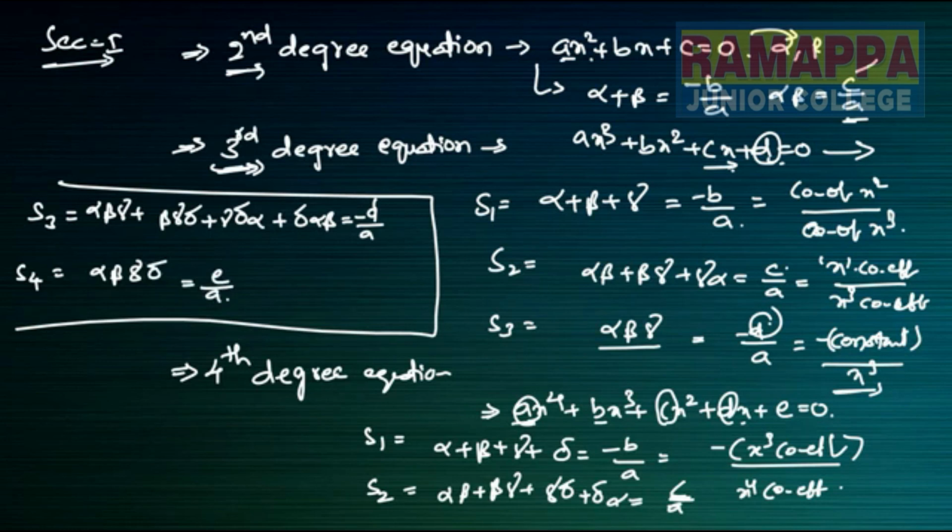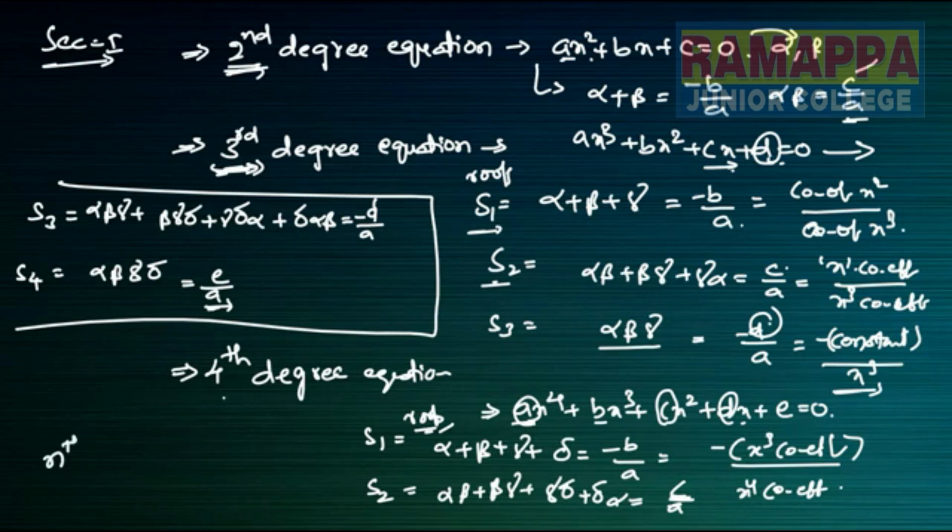So the coefficient of x to the power of 4, this one. These are the important degrees: second degree, third degree and fourth degree. These are the roots of these equations. Now we have second degree, third degree and fourth degree.